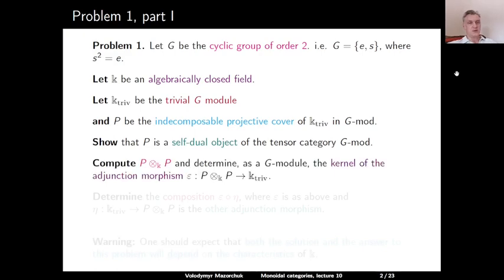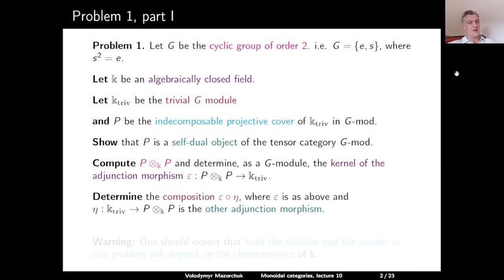Compute the tensor product of P with itself over K, and determine, as a G module, the kernel of the adjunction morphism from this tensor product to K triv. Also determine the composition of the previous adjunction morphism after the other adjunction morphism from K triv to the tensor product of P and P.